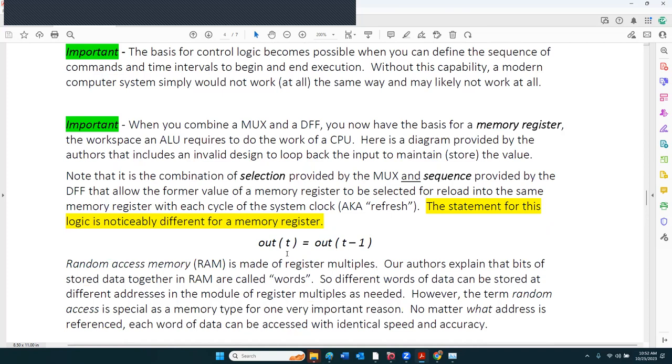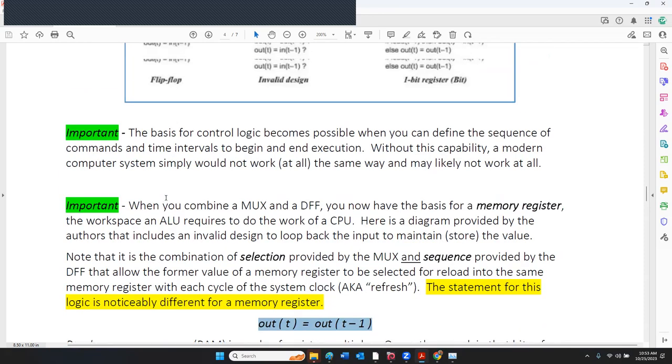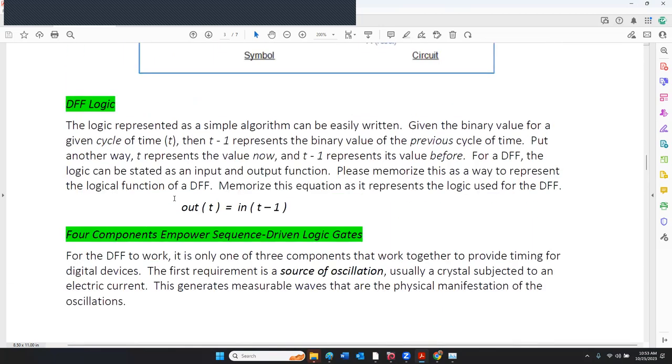I do want you to memorize, and this is really important, the logical expression that represents a flip-flop and a memory register. Now, this logical statement represents the flip-flop. So there's a time interval, and what's fed in the previous second is what comes out when that second presents. So the second before, something is fed in and it's assigned to the output variable, right? And that's what pops out. This is a digital flip-flop logic statement.